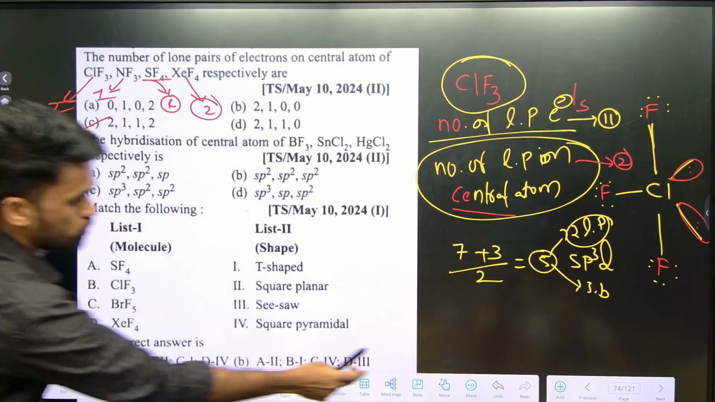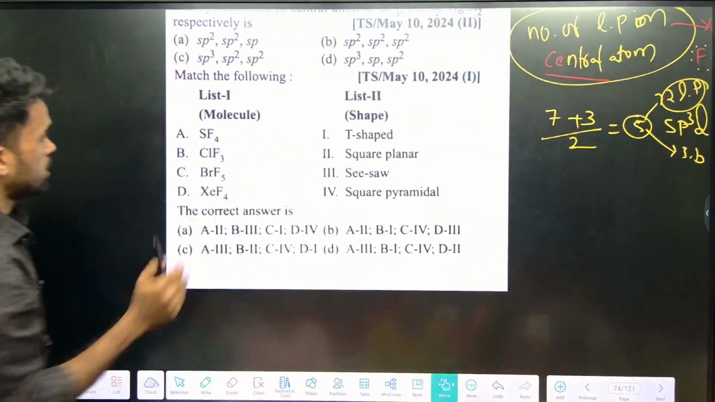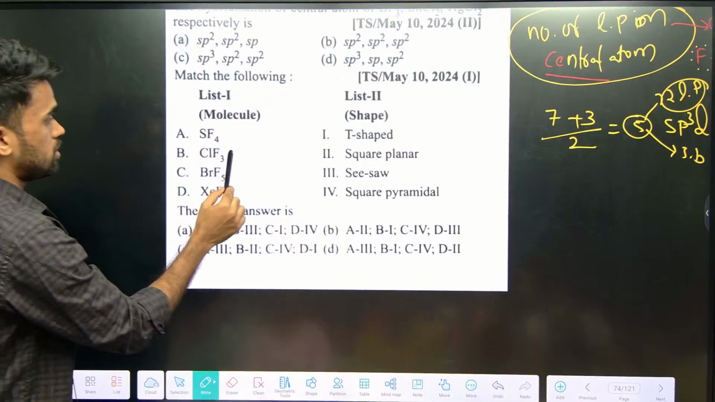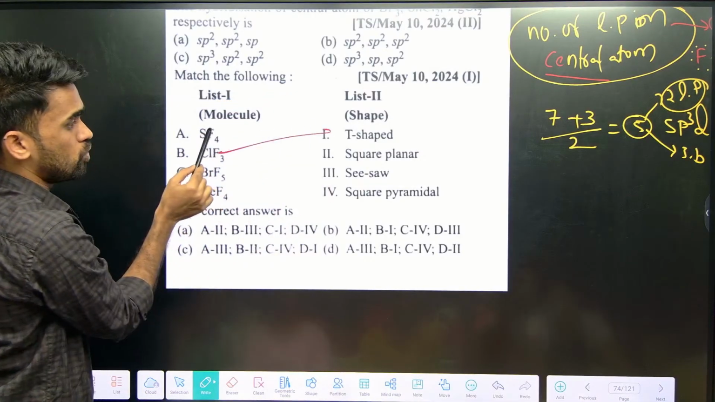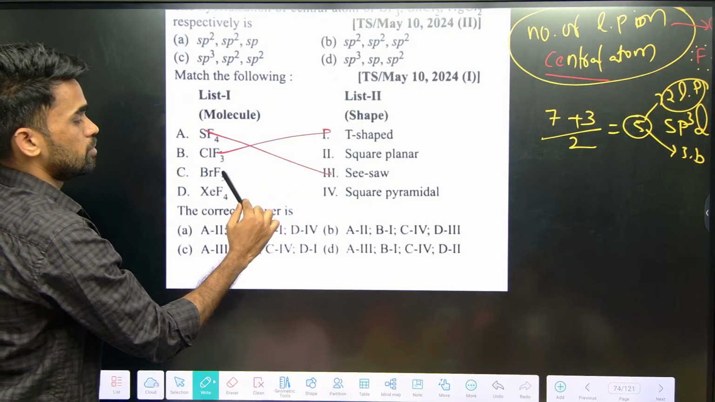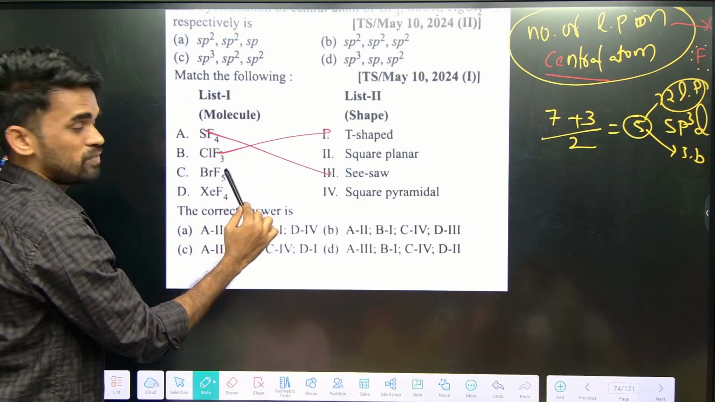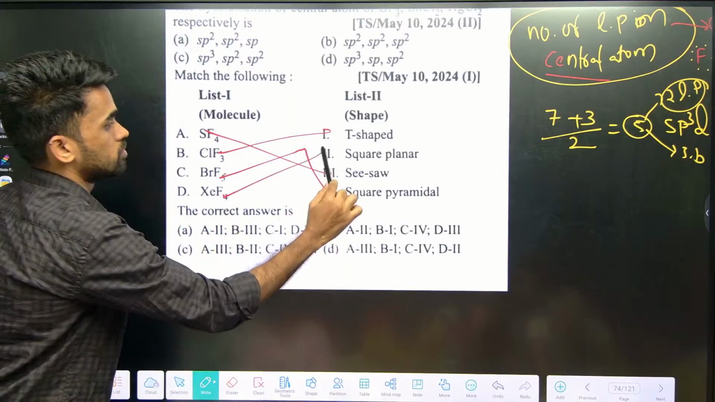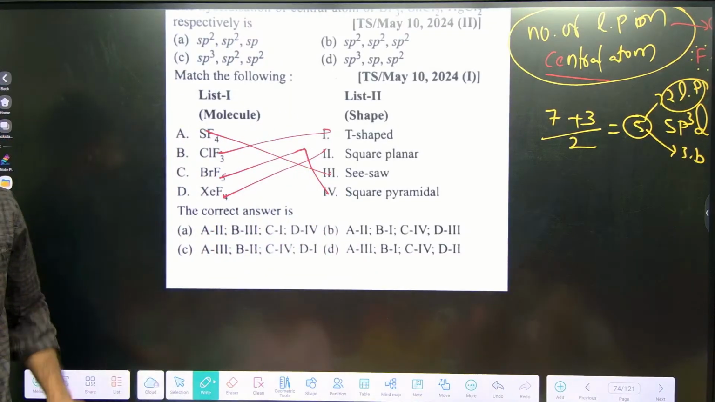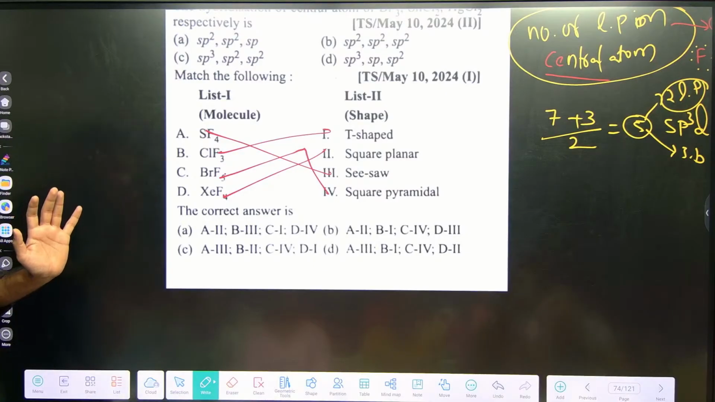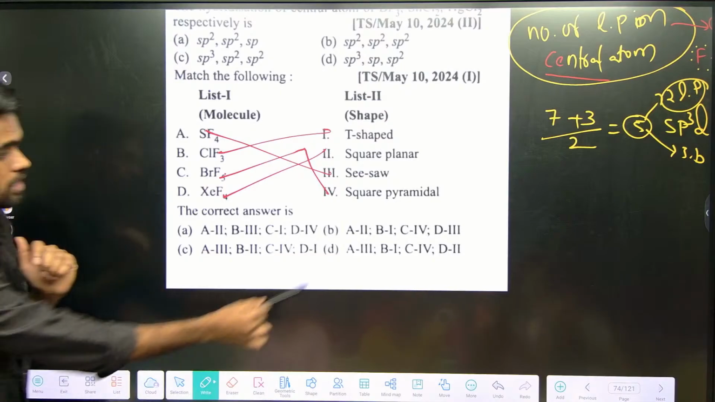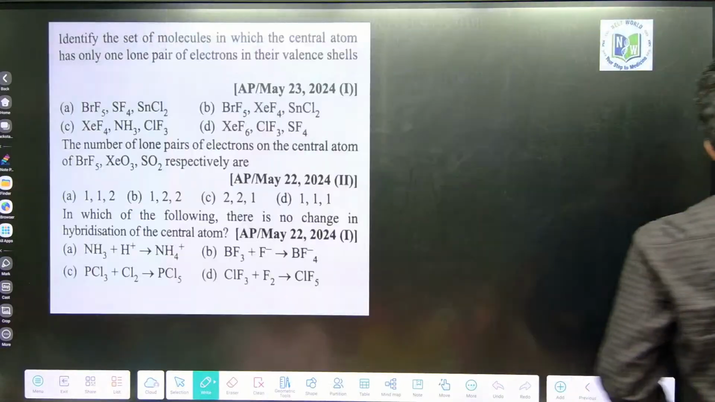Next one. Can you match this? ClF3, what is the shape we got? T shape. Next, SF4. BrF5, 7 plus 5, square pyramidal. XeF4. That is your answer. Just match it and tell me. What's your answer? A3. D. That's it.